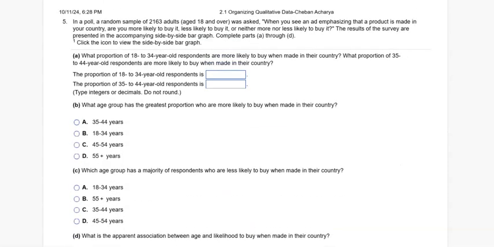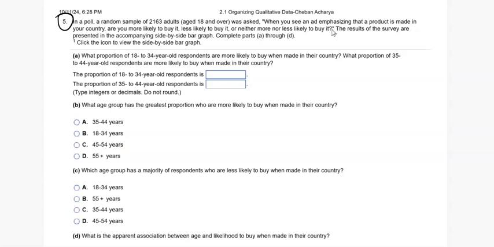Question number 5. In a poll, a random sample of 2,163 adults 18 and over was asked, when you see an ad emphasizing that a product is made in your country, are you more likely to buy it or less likely to buy it, or neither, more or less likely to buy it?